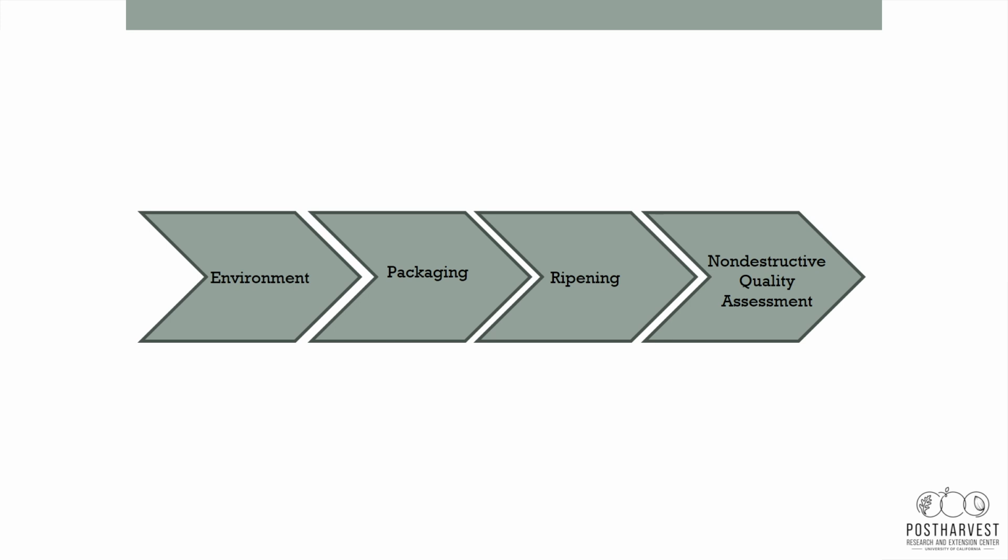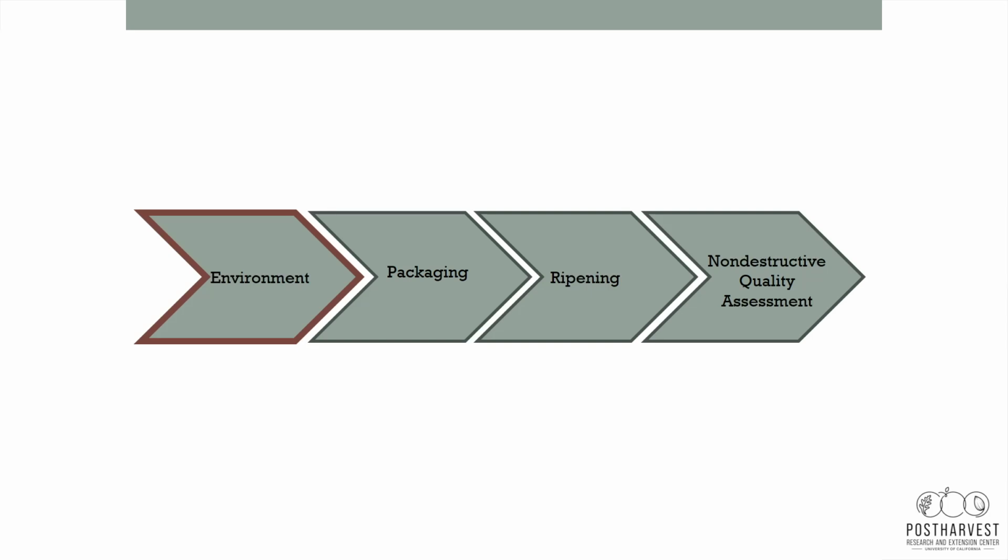So I've divided my talk into technology used in the environment, also some new technology in the ripening rooms, which I basically touched on yesterday a little bit more. We have packaging, ripening, non-destructive quality assessment. And each of these talks could be a completely different talk. So I'll just briefly go through all of them. So let's start with environment.